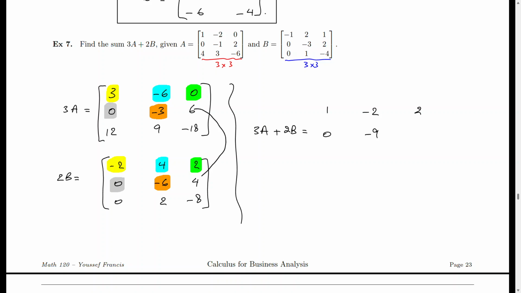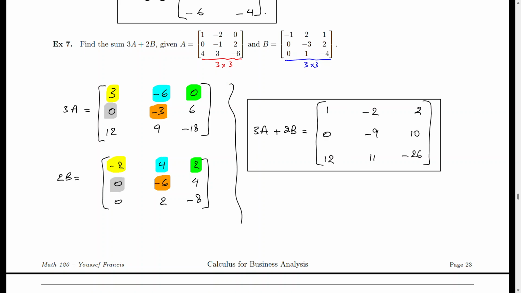Then we have to worry about the 6 and the 4. When you add them up together, that's going to be 10. And finally, 12 and 0 will be a 12. Then 9 and 2 will be 11. Then we're adding negative 18 and negative 8. That should be something like negative 26. And because it's a matrix, I'll put the square brackets on both sides. And this is the final answer. So I'll just box it up. And that's it. That's the end of this example.